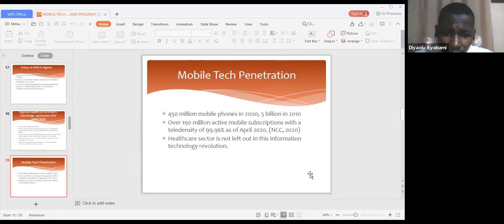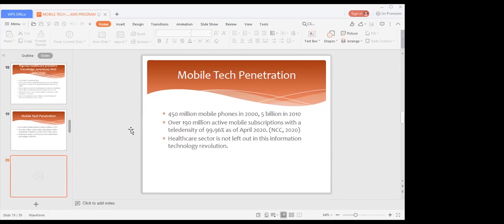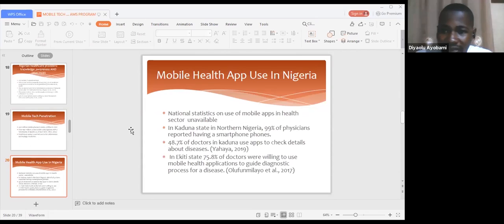So now, mobile app. I know some questions might be on our minds: why should we actually use a mobile app? Because in this mobile age, at this mobile hour, we are communicating through mobile devices. I think that answers the question of why a mobile app should be used in antimicrobial stewardship. But to expatiate further, currently the mobile penetration in Nigeria is over 99.6%. And the health sector is not left out. In some studies in the country, between 70 and 90% of healthcare providers, doctors in many cases, are willing to use mobile health apps to guide the diagnostic process for diseases.